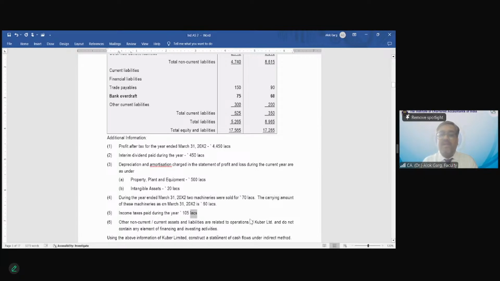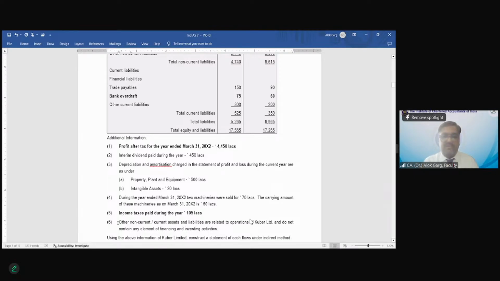Income taxes paid during the year is 105 lakhs, right? And profit after tax is 4450 lakh. So how can I arrive at profit before tax? To begin with, how can I arrive at profit before tax? I will add 105 lakhs to the 4450 lakhs. This is how I will arrive at profit before tax. Okay.